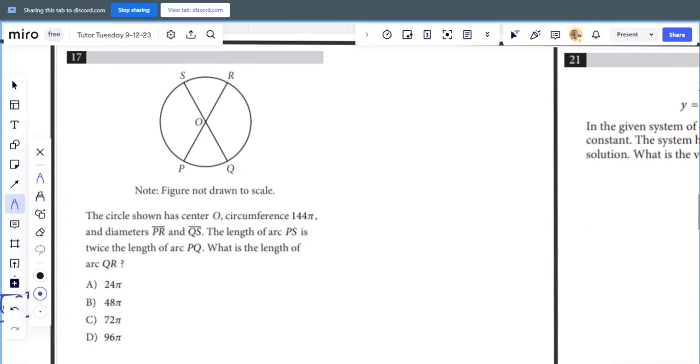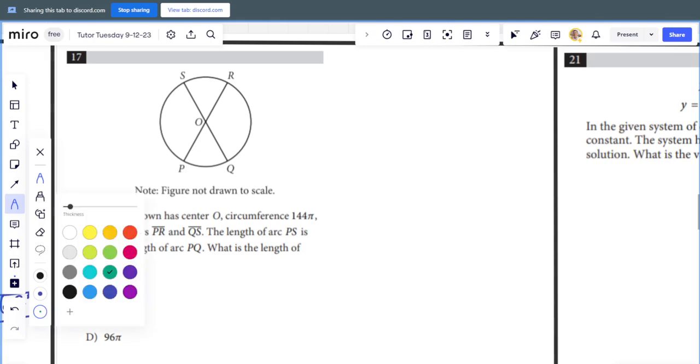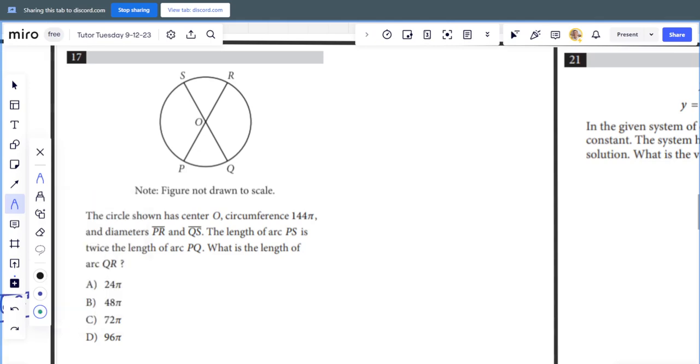All right, next one, number 17. Paste it in for you guys. The circle shown has center O, circumference 144 pi, and diameters PR and QS. The length of arc PS is twice the length of arc PQ. This right here is twice the length of PQ. What is the length of arc QR? That's what we're trying to find.